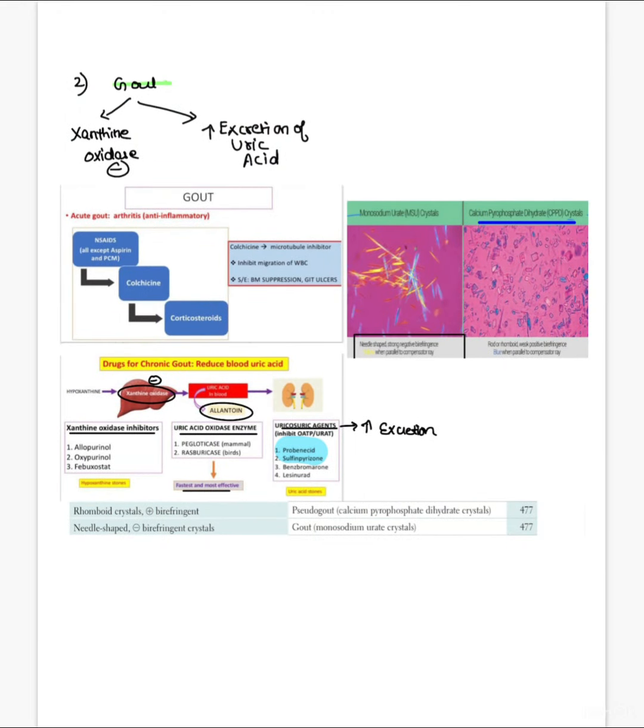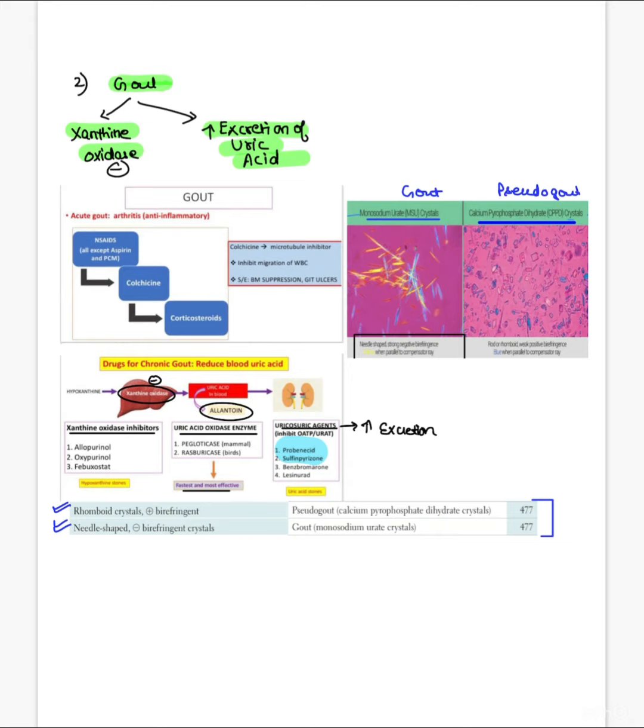They had so much love for gout, they asked 3 questions on gout this time. I have discussed this same thing before, and they even asked about birefringence. There is gout and there is pseudogout. This time they asked about pseudogout, where they gave a clinical history.